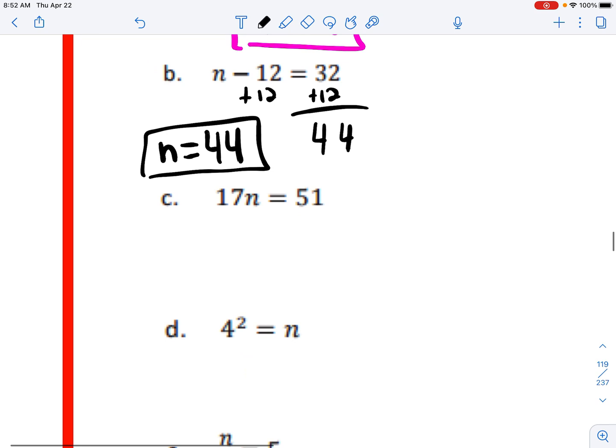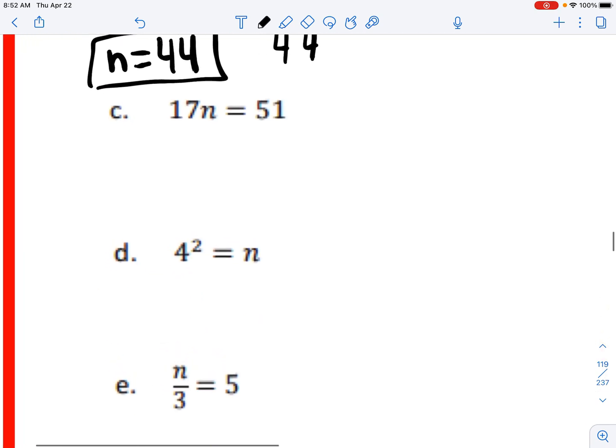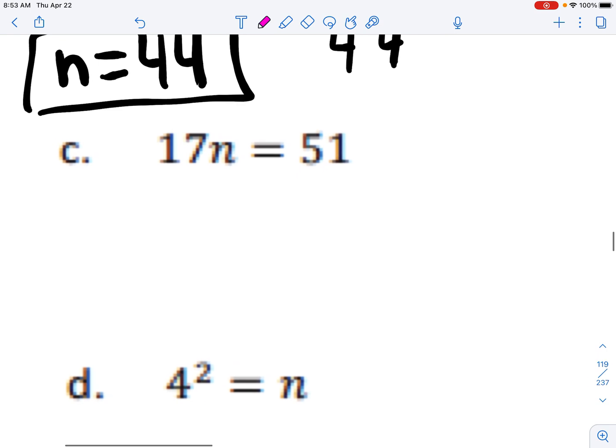All right, try C through E on your own, okay? Pause the video and then press play when you are complete. So you should have paused the video, okay? And let's look at letter C, okay?